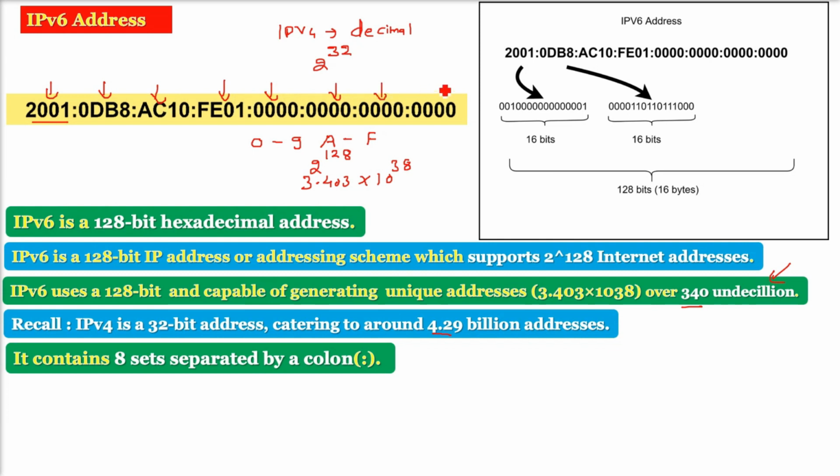So we have here 1, 2, 3, 4, 5, 6, 7, 8. So we have 8 sets, 8 fields or 8 groups. How are they separated? They are separated by a colon. That is 2 dots vertically. This is the colon. So these are separated by colon.